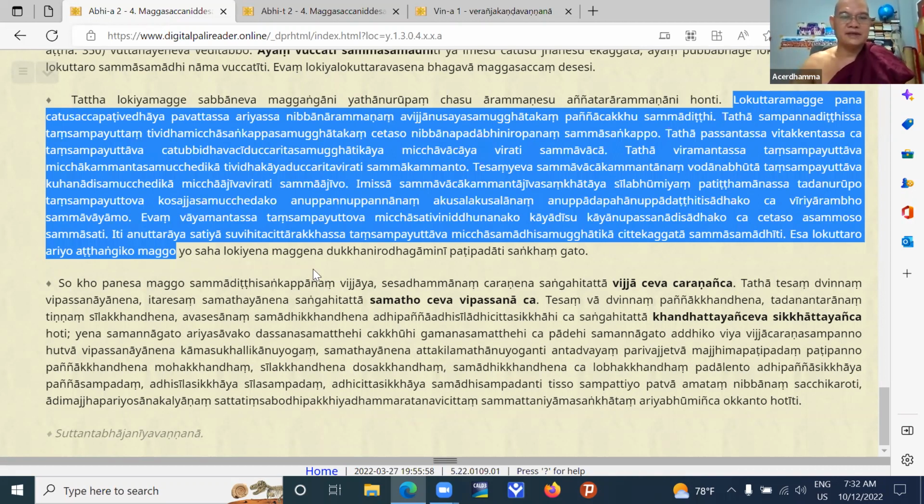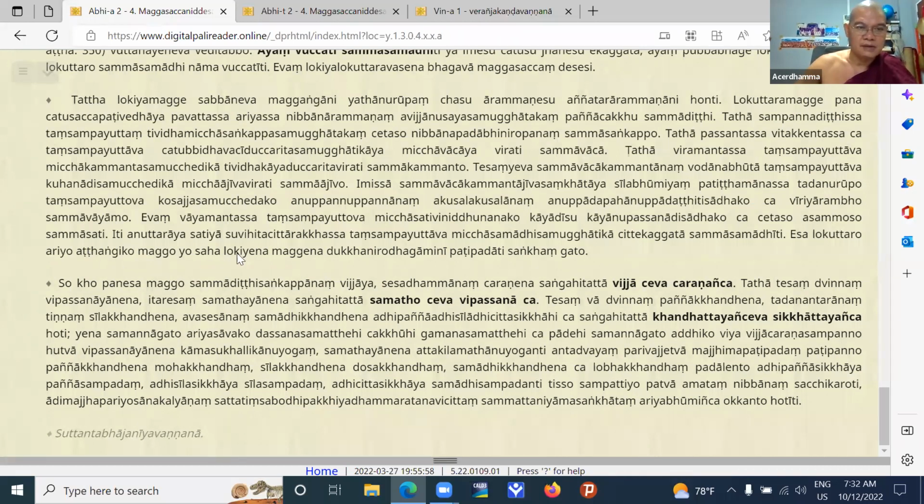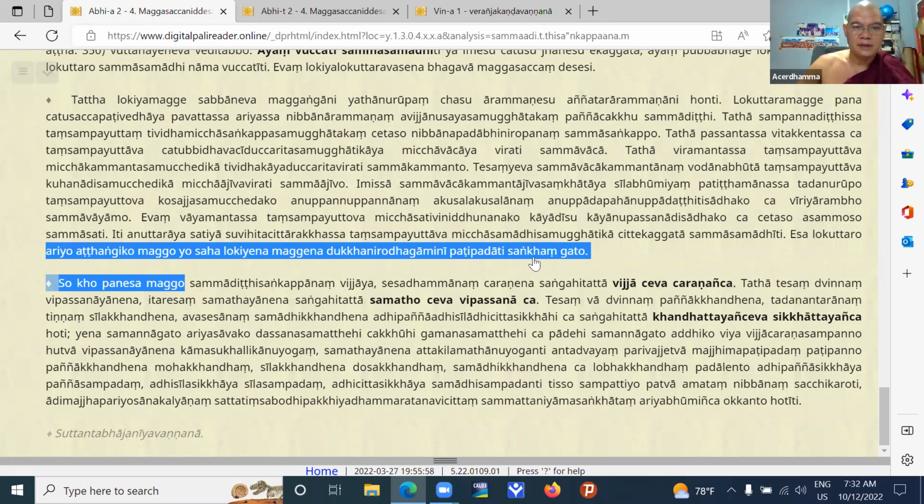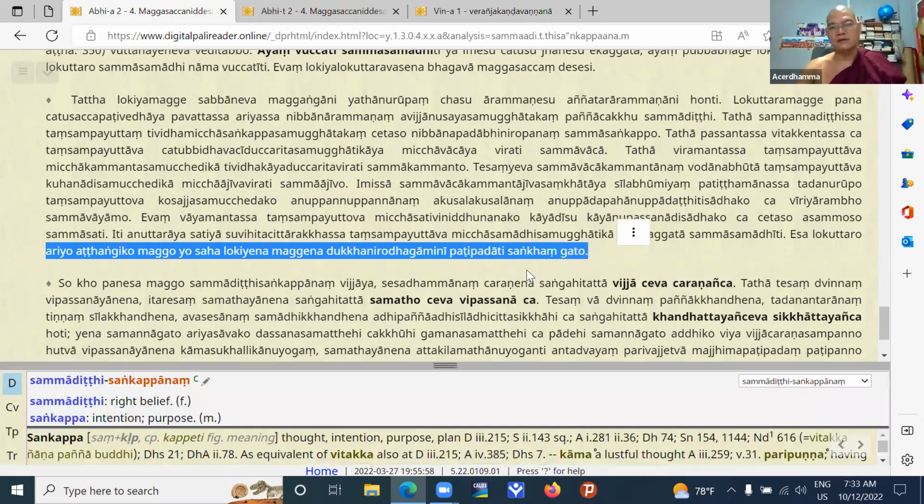Yo sa Lokiyena Maggena. Together with the Lokiya Magga, the supramundane Eightfold Noble Path together with the mundane path is called Dukkha Nirodha Gamini Patipada. So remember, when we say Dukkha Nirodha Gamini Patipada, we refer to both Magga, Lokiya and Lokuttara. This is the point here. This paragraph, this is the point. Atthangiko Ariya Atthangiko Maggo, saha Lokiyena Maggena, Dukkha Nirodha Gamini Patipada, the Sankhata. Sankhata, it reaches the conclusion as Nirodha, Dukkha Nirodha Gamini Patipada.